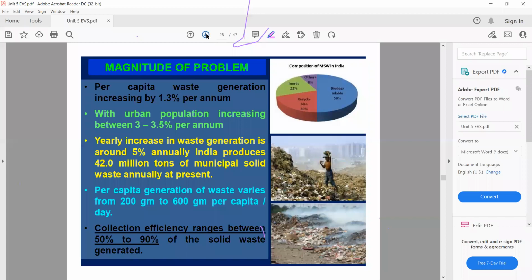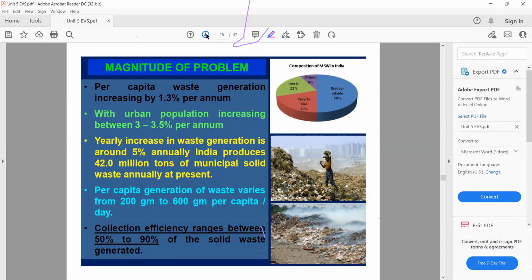Now, we should have an estimation of how big the problem is, the magnitude of problem. Per capita waste generation is increasing by 1.3% per annum. That means every year, per capita waste generation is increasing by 1.3%. Fine. With urban population increasing between 3 to 3.5 per annum. Correct? Yearly increase in waste generation is around 5% annually.